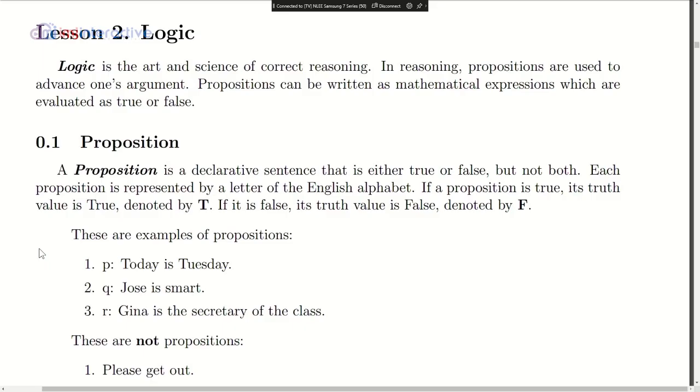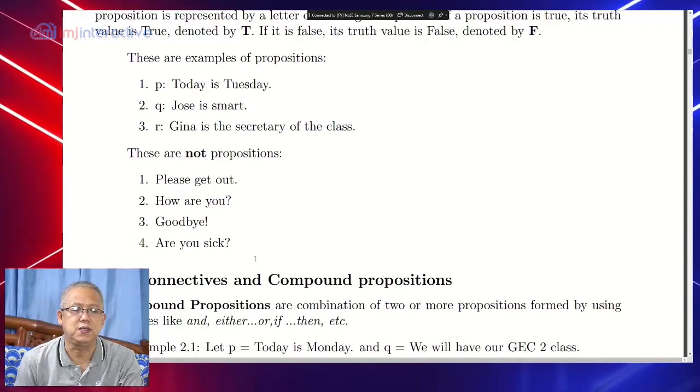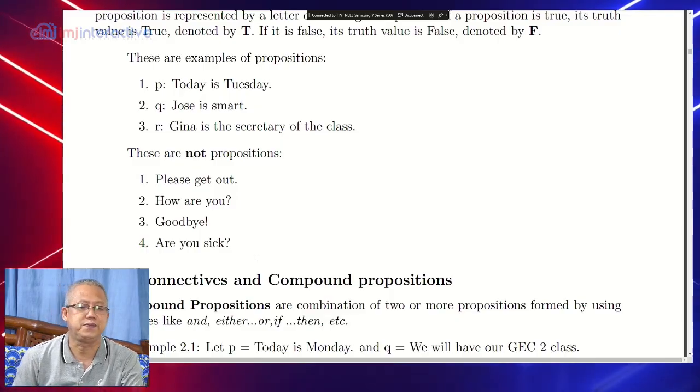Each proposition is represented by a letter of the English alphabet. If a proposition is true, its truth value is true, denoted by capital T. If it is false, its truth value is false, denoted by capital F. Now, these are examples of propositions. Today is Tuesday, represented by proposition P. Jose is smart, represented by proposition Q. And Gina is the secretary of the class, represented by proposition R.